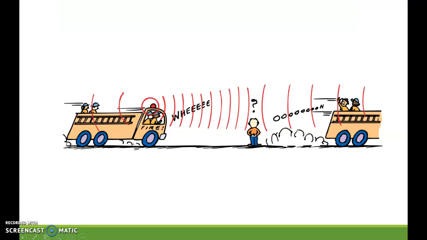So same kind of thing if you're listening to, say, a fire engine or a police car or a race car driving past you. Notice that it's coming in at a higher frequency than as it leaves.